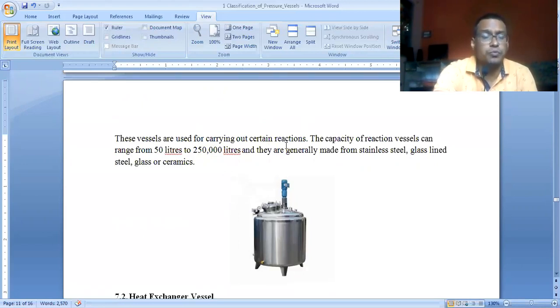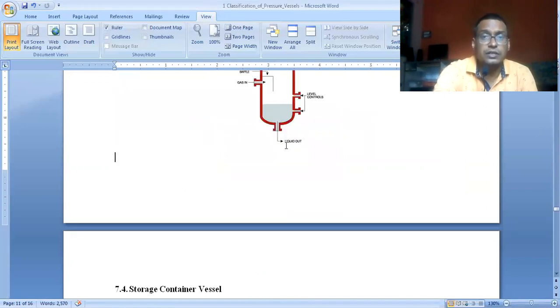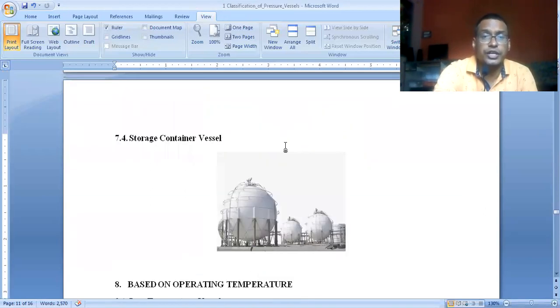Then based on technology of the processes, whether it's a reaction vessel, you are carrying out the reaction, that can be from small reaction vessels, say 50 liters capacity, to 2 lakh liters capacity. Then the heat exchangers, whether it is vertically installed or horizontally installed, with internals. Then the separation vessels, that can be there. Then storage containers.